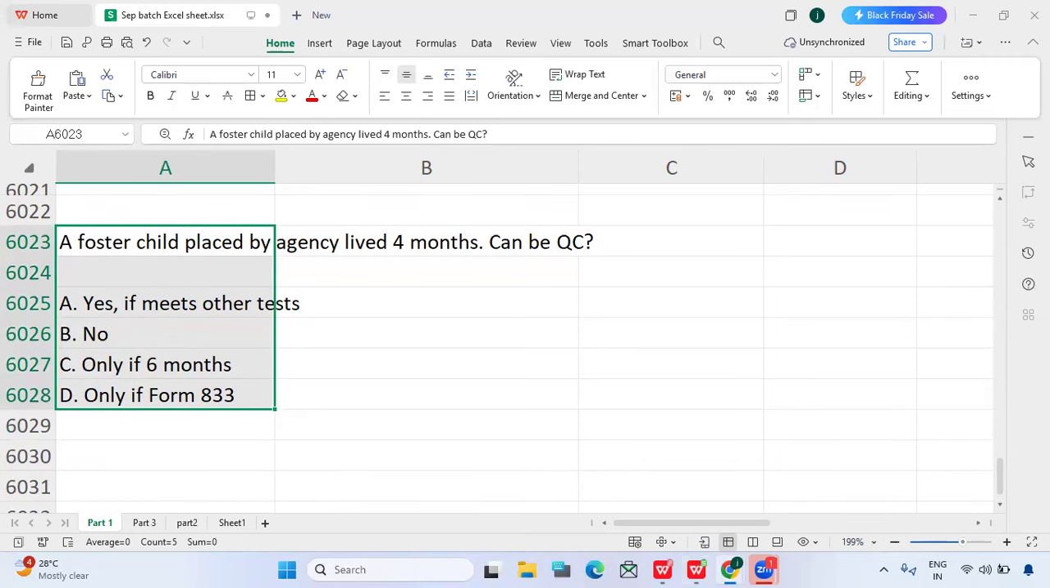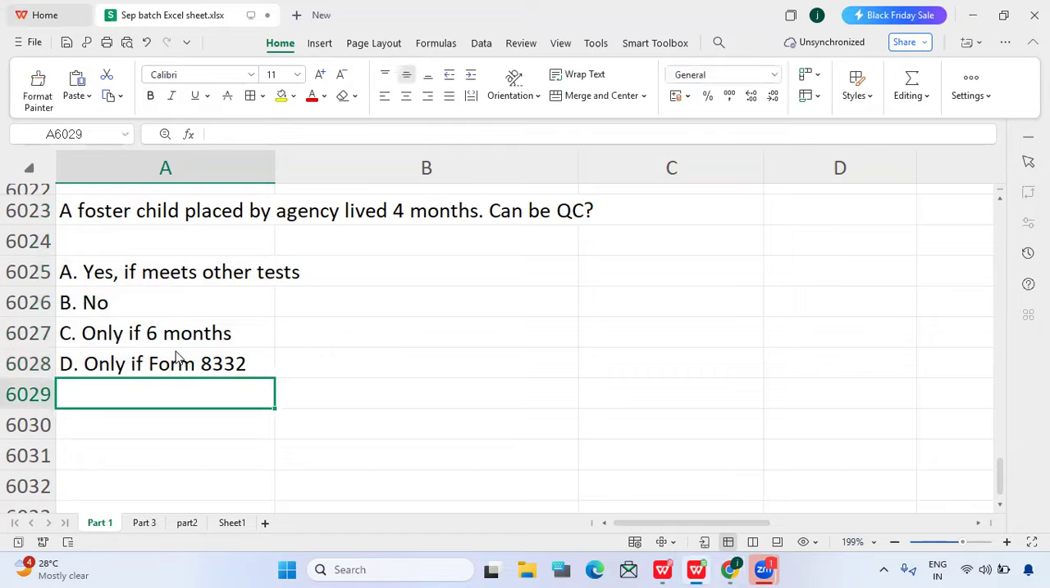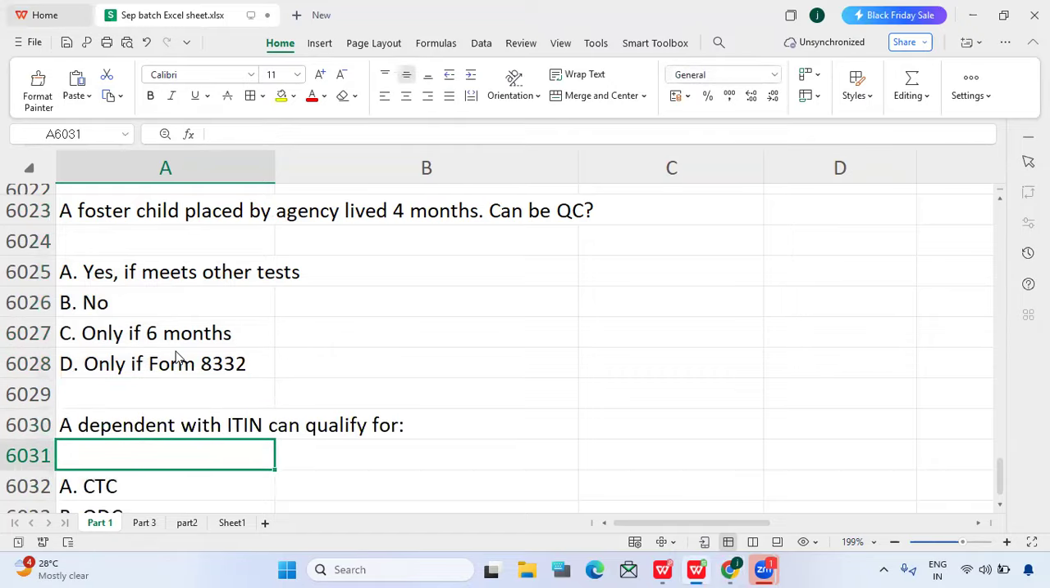Yes, if he meets other tests. No, I think 6 months. Yes, it meets other tests as well, because before that he was in the juvenile facility, right? So that temporary absence is also fine. So option, yes, option A.